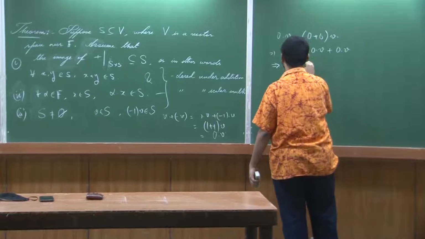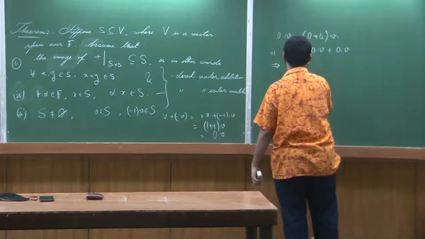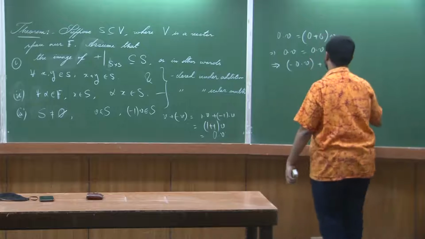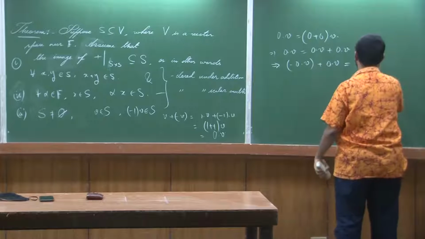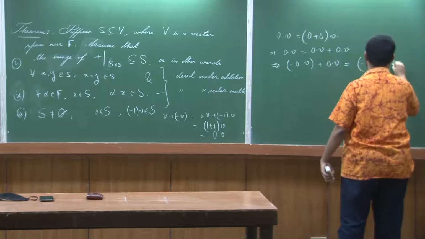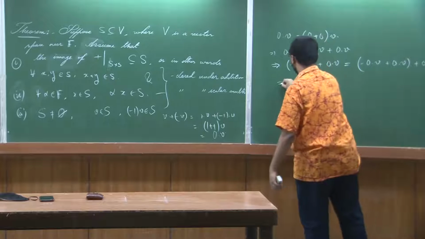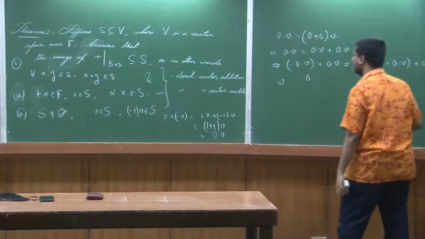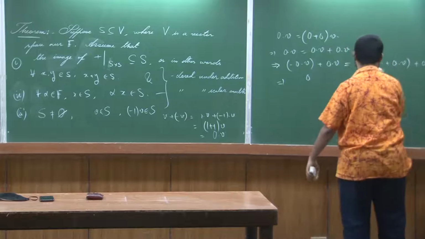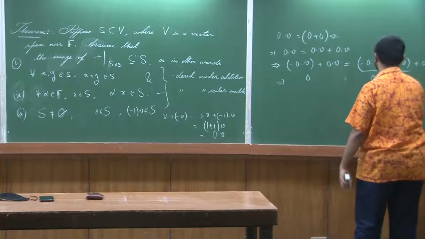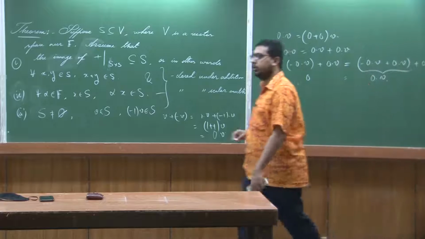So, adding to both sides the additive inverse of 0.0 times v. When you add this, this becomes 0 because of the additive inverse of that, and similarly this becomes 0. So, 0 plus 0 times v will be 0 times v. So, 0 times v will be 0.